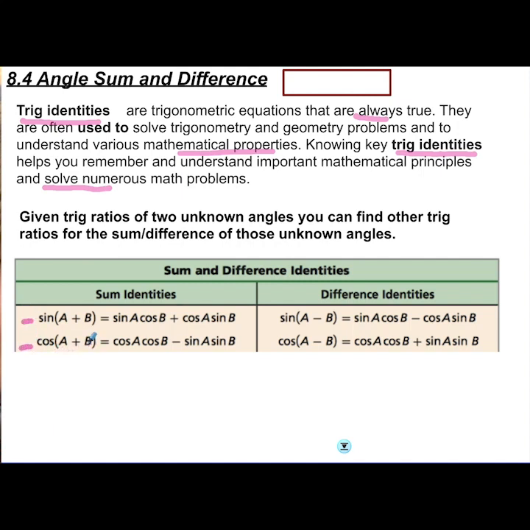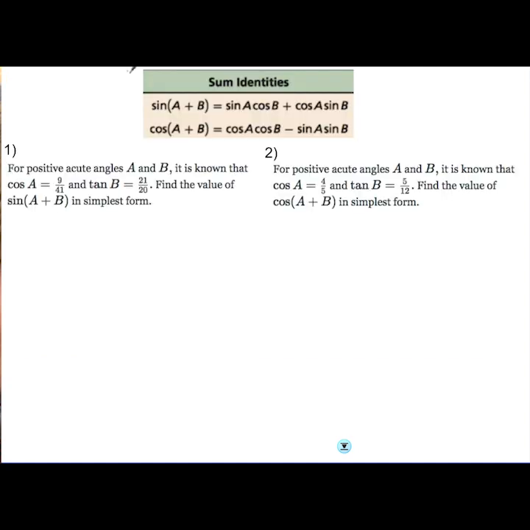Because we have a cosine and a sine for each one, there's two that revolve around the sum identity, and there's two that revolve around the difference identity. So just make sure that you remember that sum means addition, difference is subtraction, and then we have both a sine and a cosine for each. So we'll use these identities, these trig equations, to help us solve a few mathematical problems.